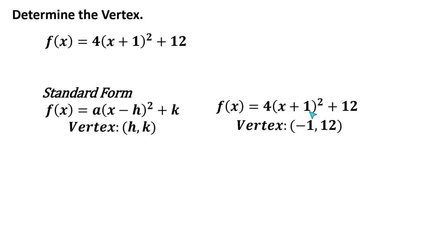And so in our situation here, our vertex is going to be -1 and 12. So it's the opposite of what we see in the parentheses. And if you think about the graph, if we were to graph this, the graph got shifted to the left 1 unit, causing us to be at the location of x equals -1. And then the 12 is going to keep the sign.